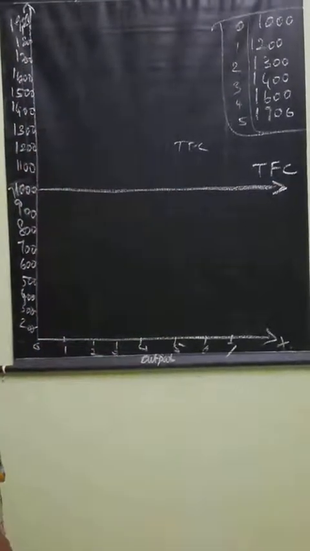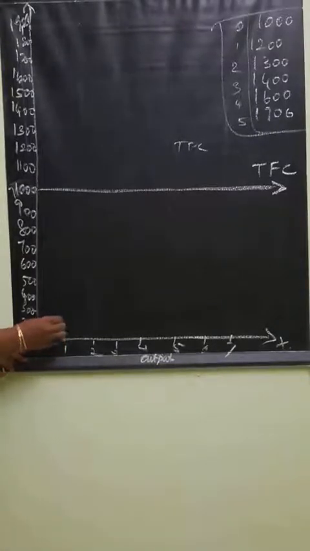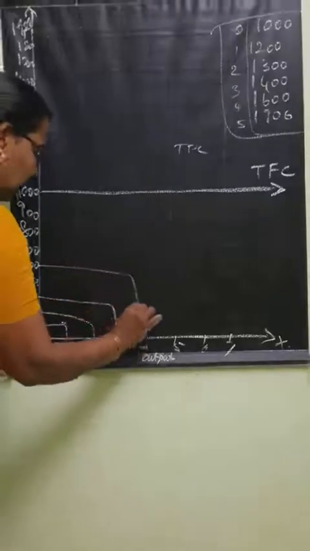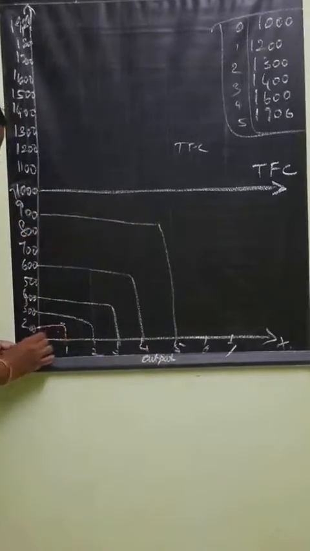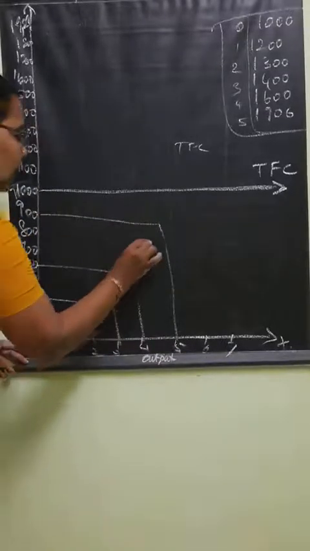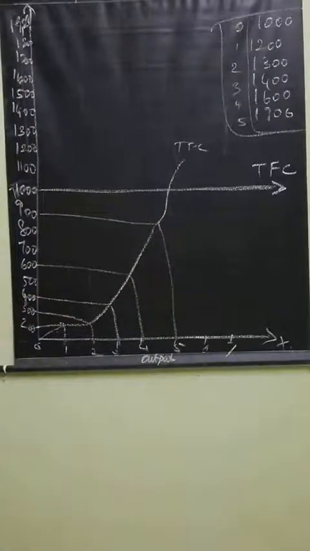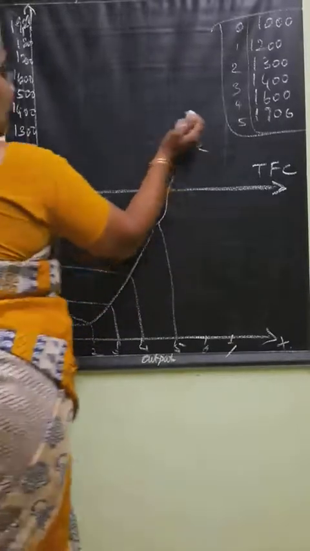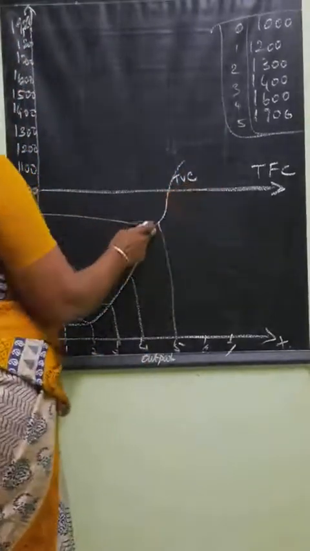Then we draw the total variable cost curve, isn't it? 200, 300, 400, 600 and 900 we have drawn, isn't it? Do you remember? So if you draw like this, you will get the curve like this. This is total fixed cost, this is total variable cost.